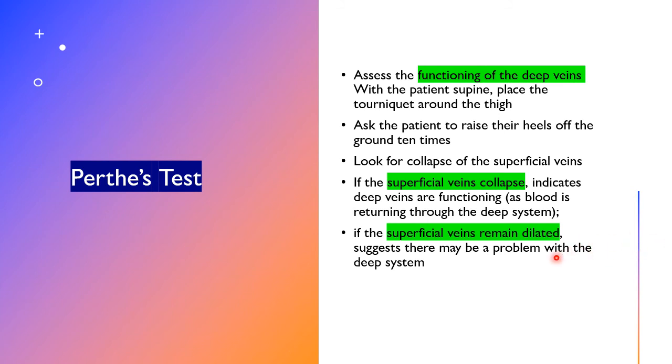Then it is considered Perthes test positive. So when Perthes test is positive, it suggests deep vein problem, either deep vein thrombosis or incompetent veins or incompetent perforators.